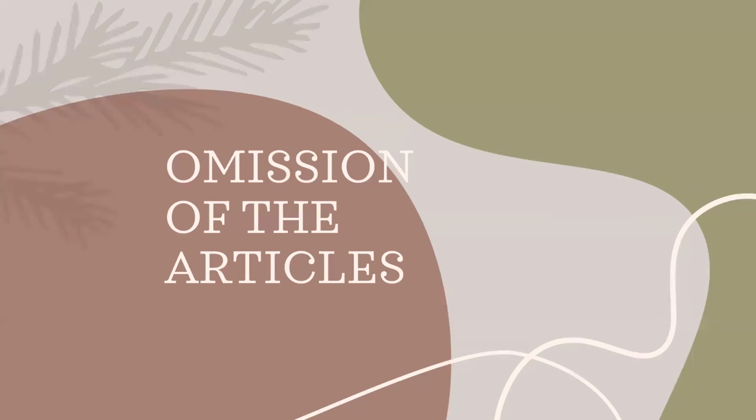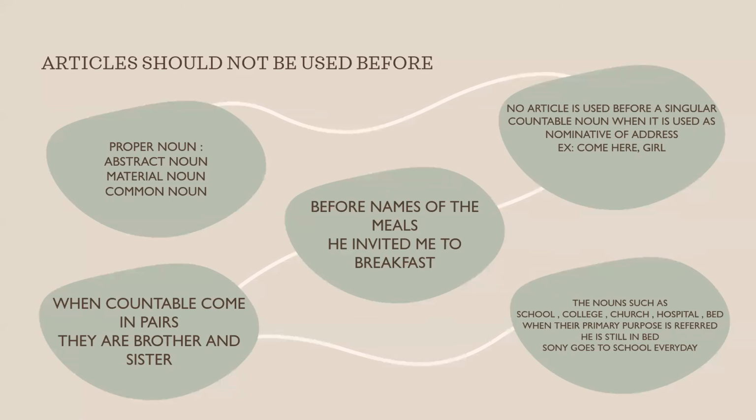Let's see the omission of the articles. You have seen the positions. Let's see the omission of the articles. Articles should not be used before the proper noun, abstract noun, material noun, and common noun. It should not be used before the names of the meals. That is, he invited me to breakfast. You cannot use it as he invited me to a breakfast.